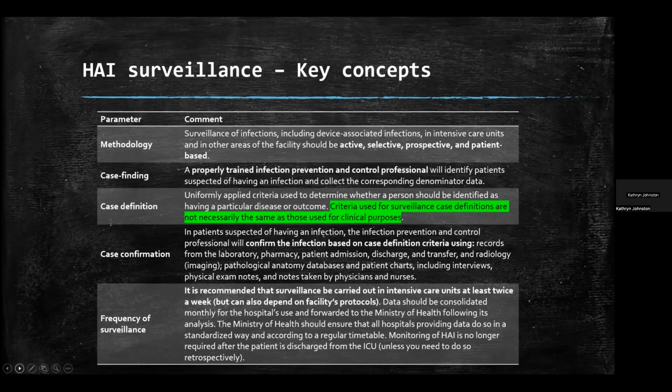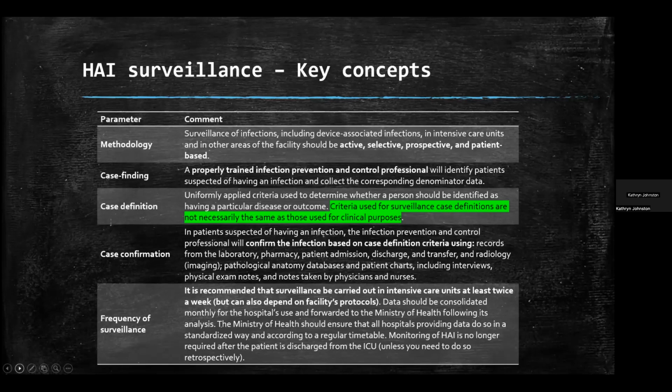And prospective means that you should be actively looking for infections while the patients are in the healthcare facility. When you are doing retrospective chart reviews, a lot of times you miss the opportunities to ask questions. You may have something going on that you didn't know about, and you missed an opportunity to intervene and prevent it. So it should be prospective, and it should be patient-based.